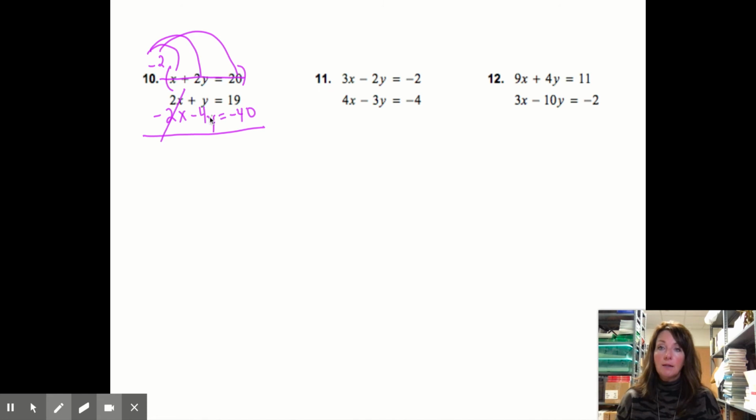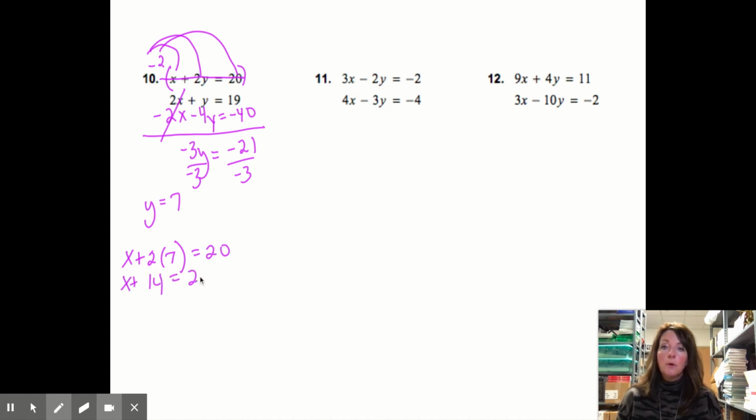So my x's will cancel. -4 plus 1 is -3y, and -40 plus 19 is -21. So I'm dividing by -3, and I'll get y is equal to 7. And if y is equal to 7, I can go to my first equation. 2 times 7 is equal to 20. So x plus 14 is equal to 20. If I subtract 14 from both sides, I get x is equal to 6. So 6 comma 7 is my solution for this equation.